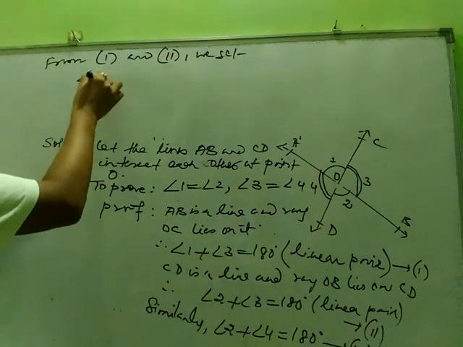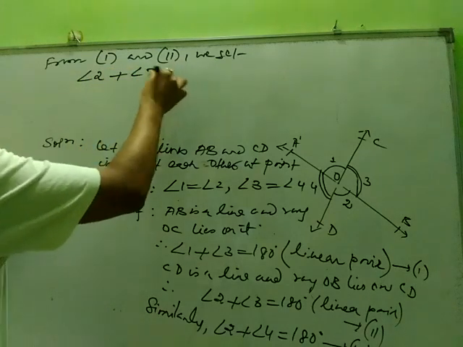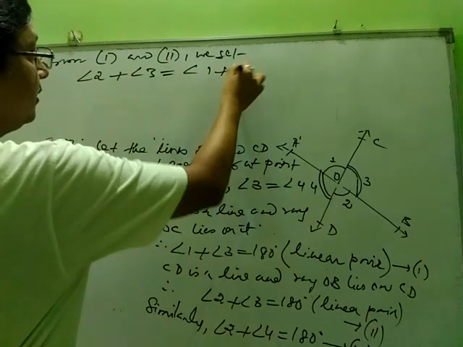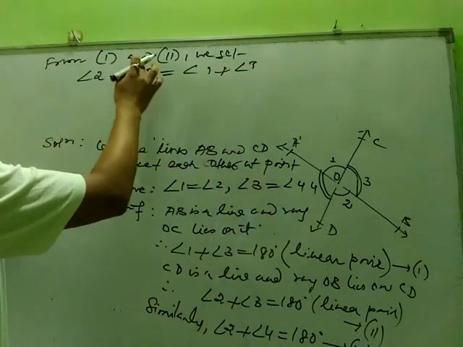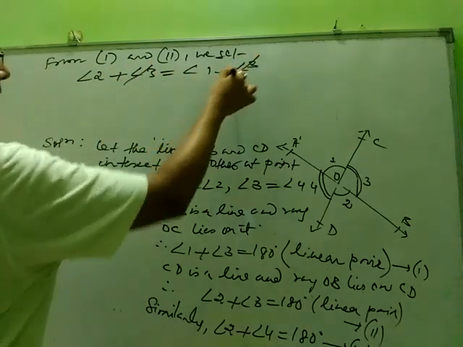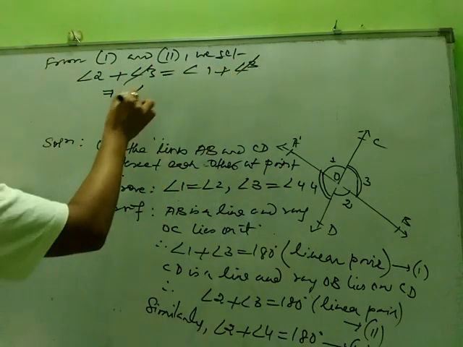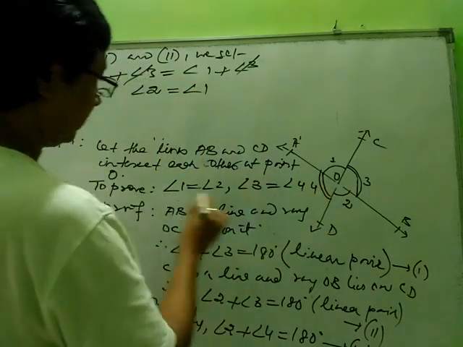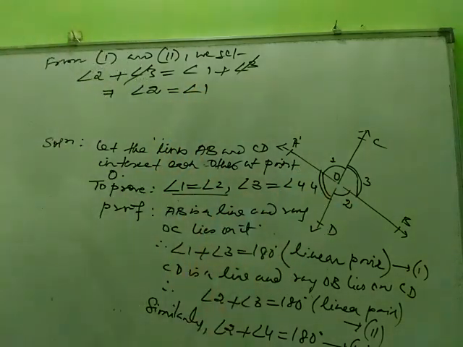So angle 2 plus angle 3 equals angle 1 plus angle 3. So by comparing 1 and 2, this 3 got cancelled. You have got angle 2 equals angle 1. So these two are equal. So the first one is equal.